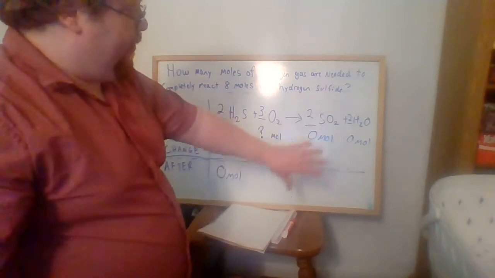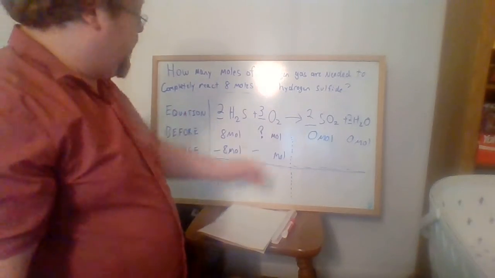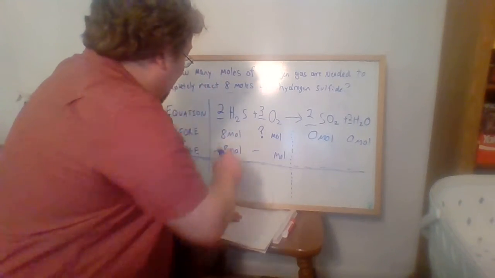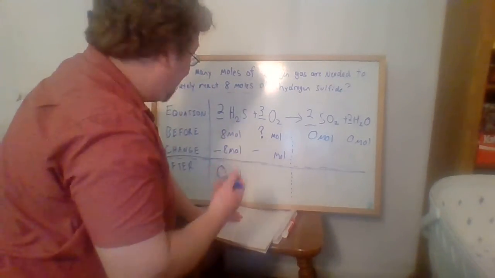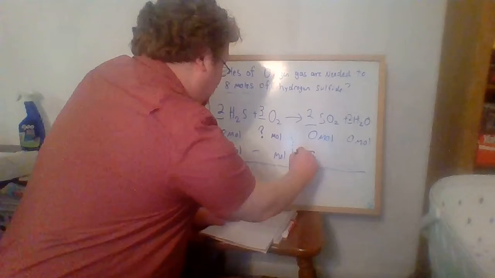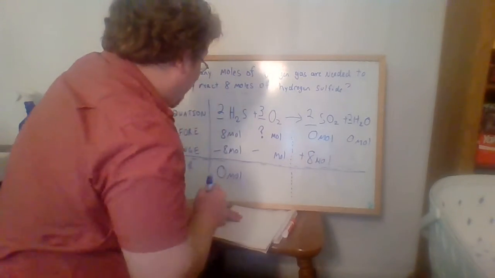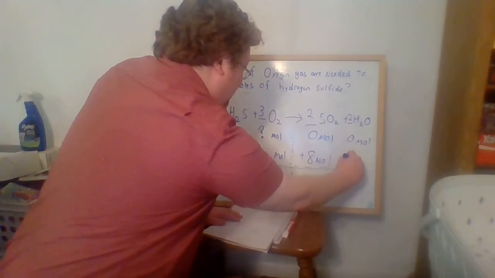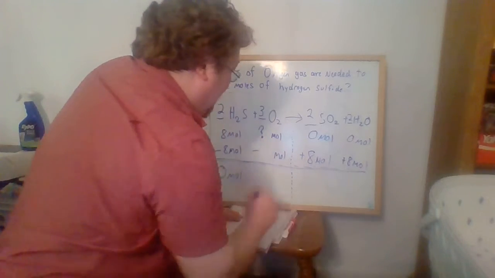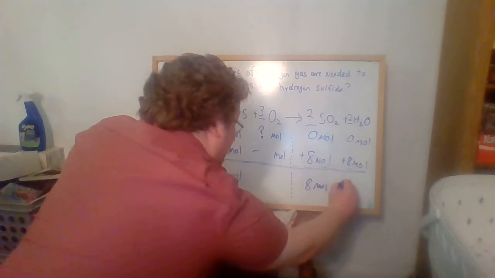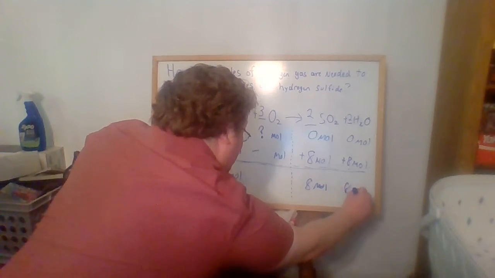And in order to figure out what the other numbers should be, we look at our balanced equation. So for every 2 moles of hydrogen sulfide, we produce 2 moles of sulfur dioxide. Since 2 and 2 are the same number, this is a 1-to-1 ratio. That means 8 moles of hydrogen sulfide will react to form 8 moles, and I'll put a little plus there, of sulfur dioxide. And similarly, 2 to 2 means we'll have another 8 moles produced here. So in the end, we're going to have 8 moles of sulfur dioxide and 8 moles of water.